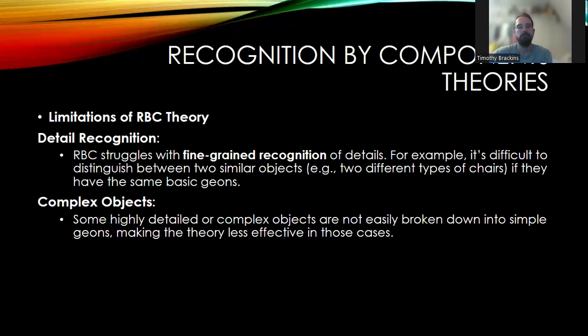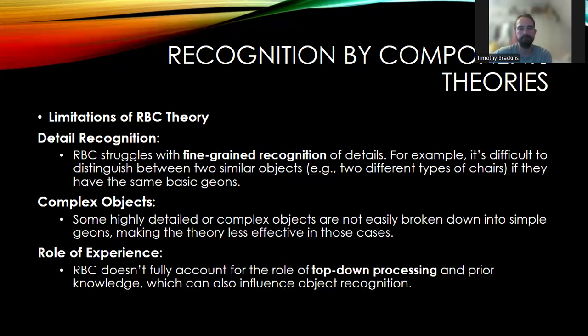And some objects are just very complex and detailed, and it's difficult to break them down into these simple geons. So in these cases, it would be far less effective. And again, it doesn't really account for the role of top-down processing and prior knowledge. So we're seeing that as kind of a trend here in our theories, is that these are bottom-up theories, basically. And they don't specify the role of top-down processing, which we know is critical in pattern recognition and identifying objects.